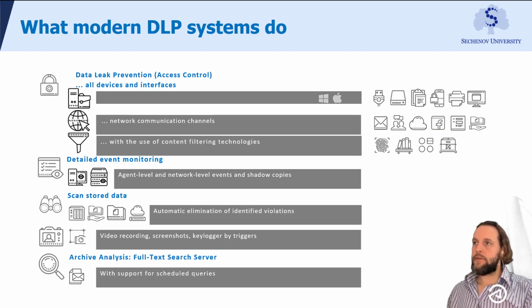So this system provides control of access to all interfaces in your system and all communication channels, and there is an agent running on your computer, so it will be possible. All data storages are scanned in your system. And in cases of violation, these actions could be terminated by the system, and the system will also provide video recording, screenshots, and keylogging by user, which will be analyzed later by a security officer.